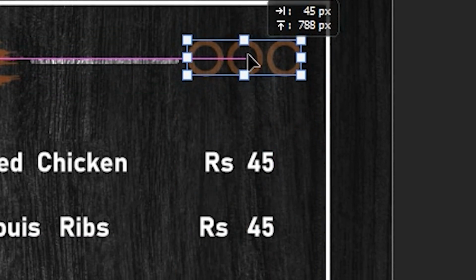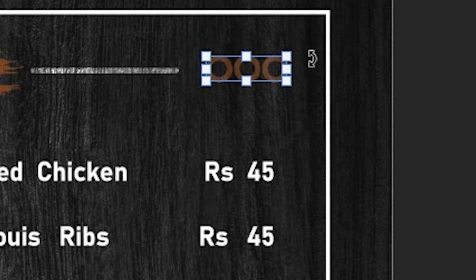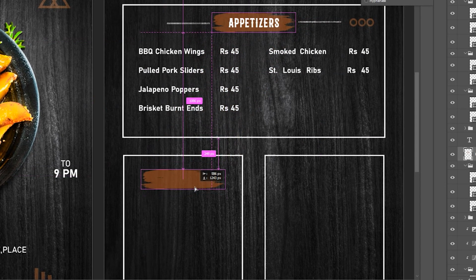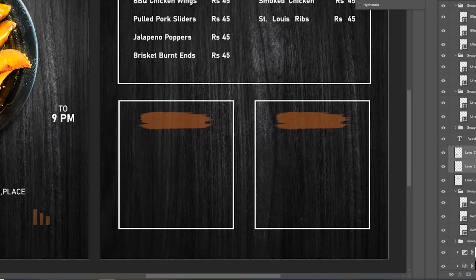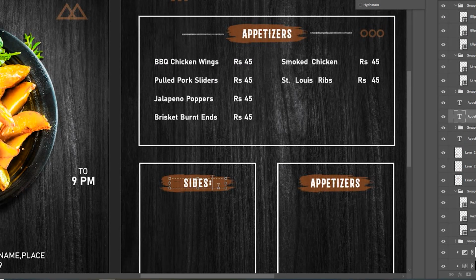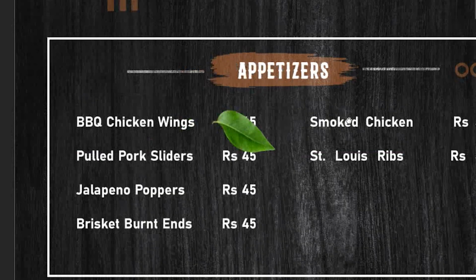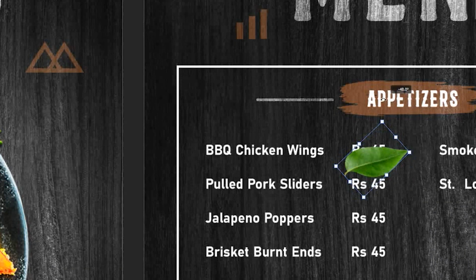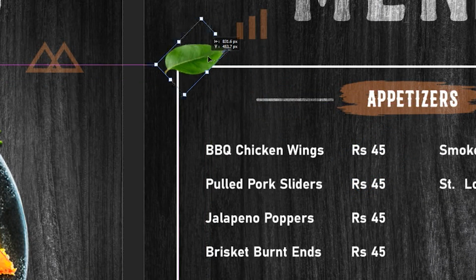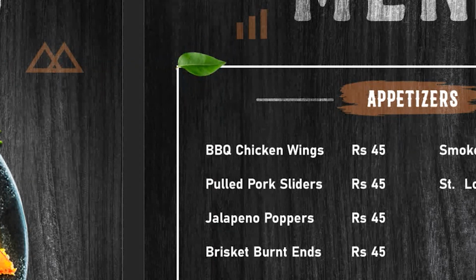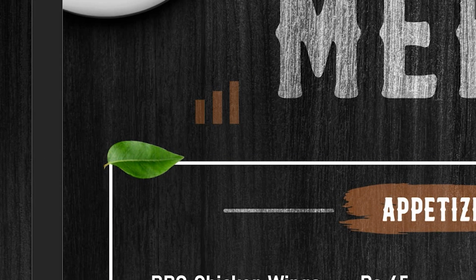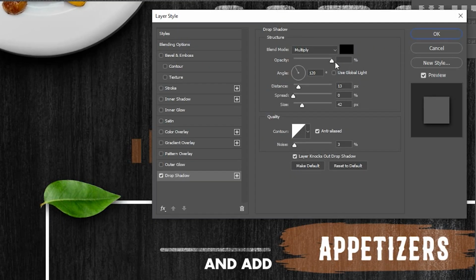Drag it to the top. Next is the same, I duplicate the brush stain and added the text. Add some visual food elements by placing the curry leaf here. And add the drop shadow.